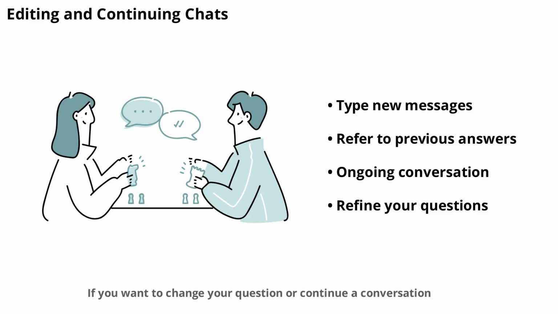If you want to change your question or continue a conversation, simply type a new message in the chat box. You can refer back to previous messages or clarify your request. ChatGPT remembers the context of your conversation, so you can build on earlier answers. This makes it easy to have ongoing discussions or refine your questions as you go.